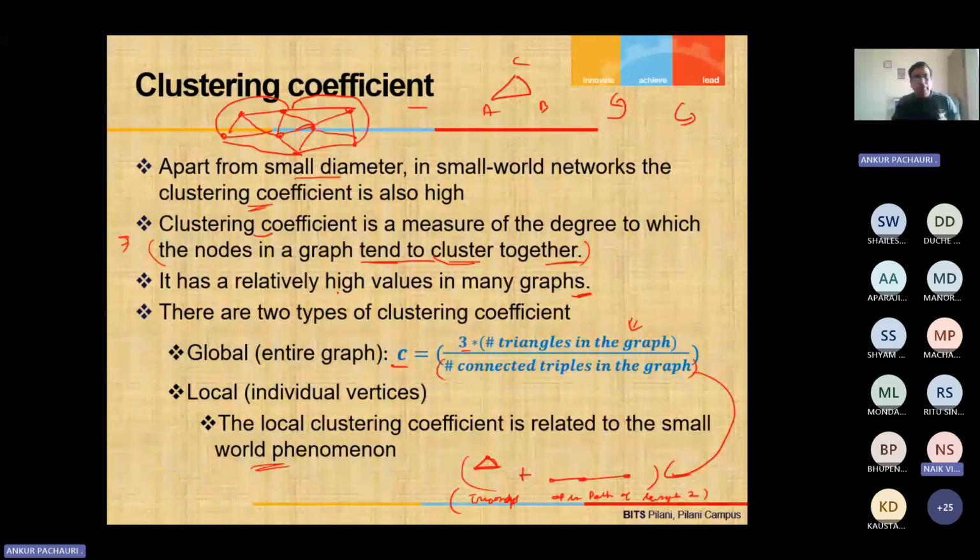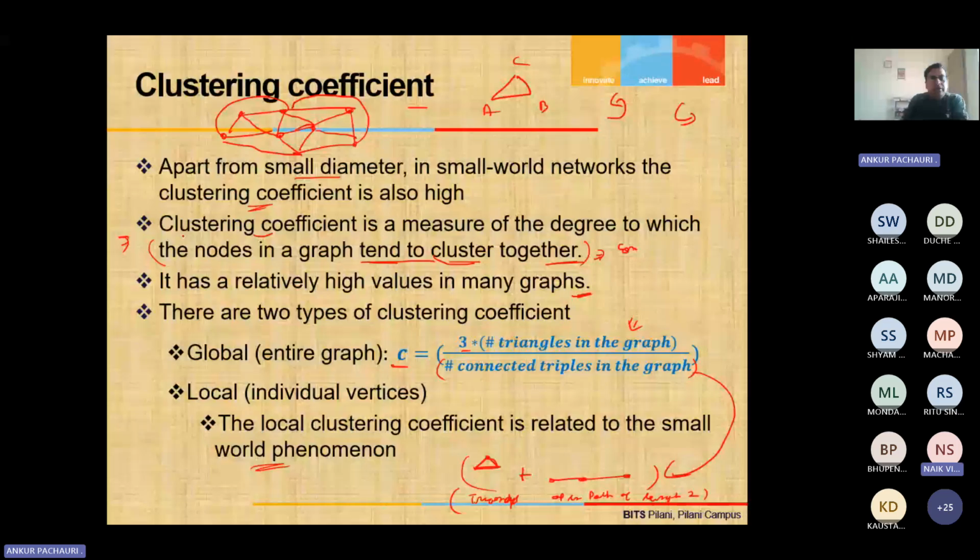So does that mean the complete graph would have a higher clustering coefficient? It will have the highest clustering coefficient, because all the three nodes will form a triangle. So numerator and denominator will be the same. So the complete graph will have a clustering coefficient equal to 1. Clear?